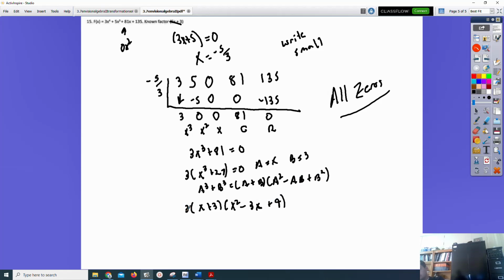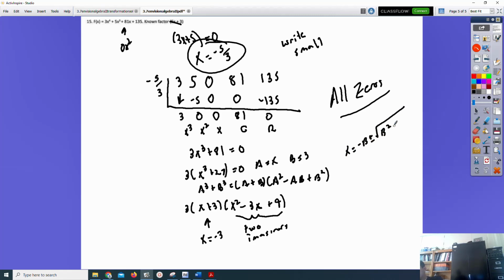And here's a 0. Here's another one. It's x equals negative 3. And right here is 2 imaginaries. And I want them. So I do x equals negative b plus or minus square root b squared minus 4ac all over 2a. And I just plug into that thing. B is going to be a negative 3. A is 1. C is 9.